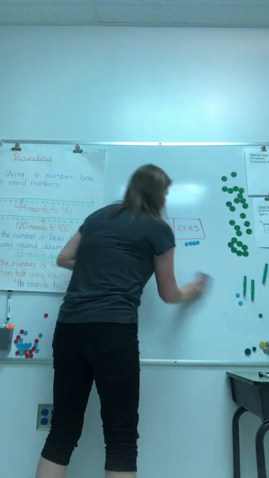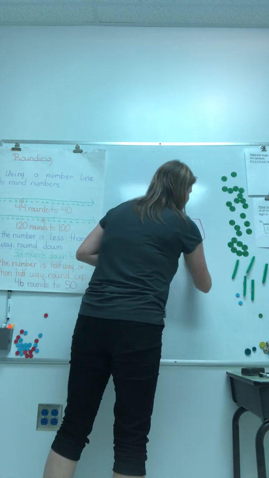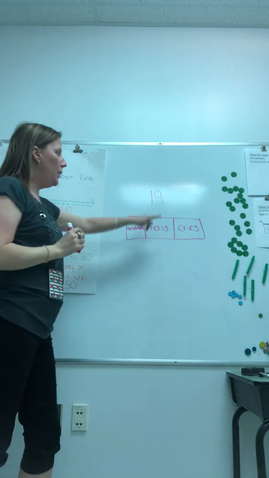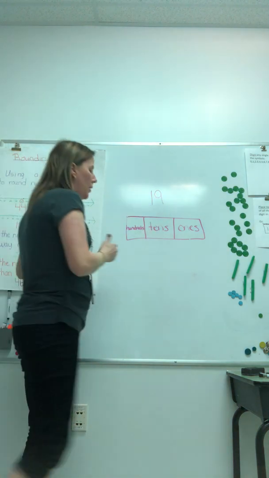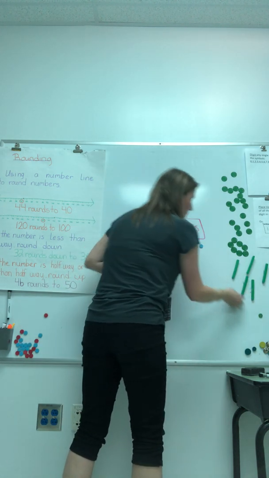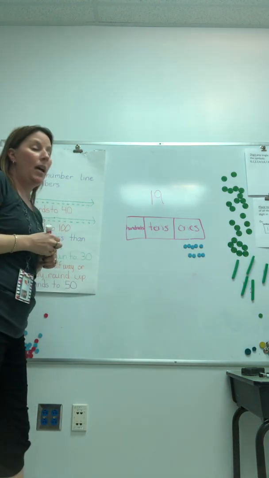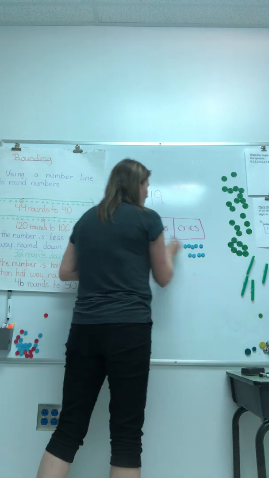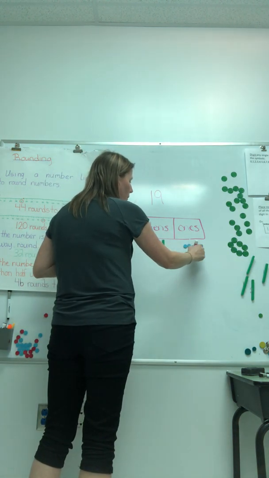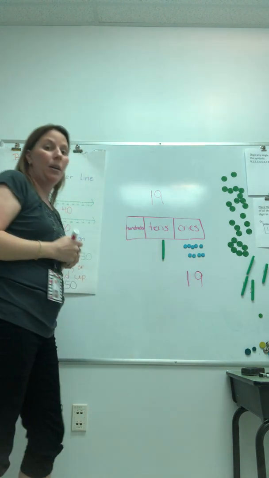All right, let's try another one of those. Let's try the number 19. So looking at the number 19, we look at the digit all the way to the right. That is a 9. That means that there are 9 ones. So 1, 2, 3, 4, 5, 6, 7, 8, 9. And the number to the left of that is the tens, which is a 1. So there is 1 ten. And just to be sure, you can go back and count 1, 2, 3, 4, 5, 6, 7, 8, 9, and 1 ten to give me the number 19.